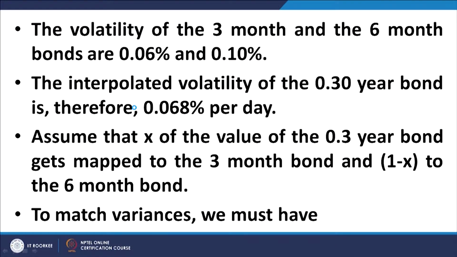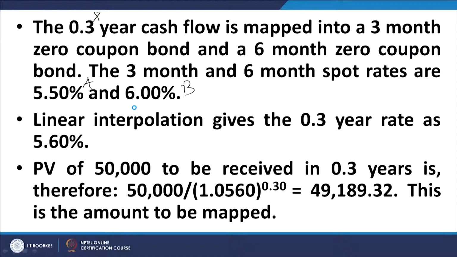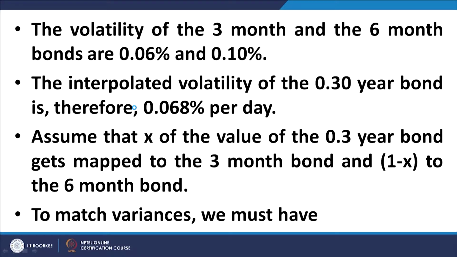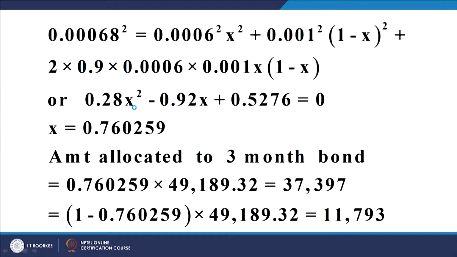The interpolated volatility of X is 0.068%. This is done by linear interpolation, just as we did for the spot rates. Now, let us assume that out of this amount 49,189, X proportion is mapped to bond A and 1 minus X is mapped to bond B. Then what will be the volatility of this portfolio comprising A and B in the ratio X and 1 minus X? That is given by the formula we have just done earlier.